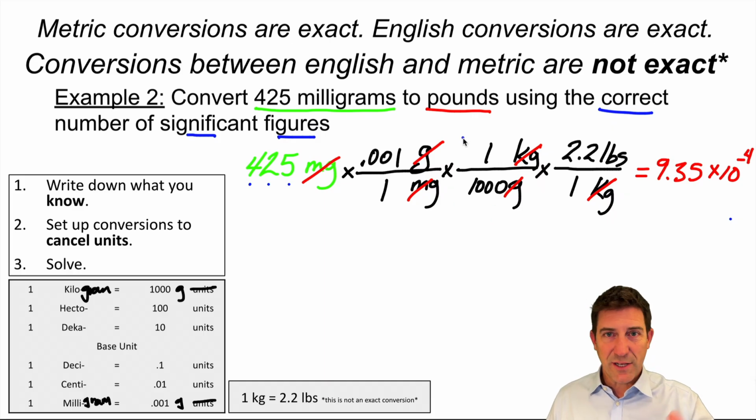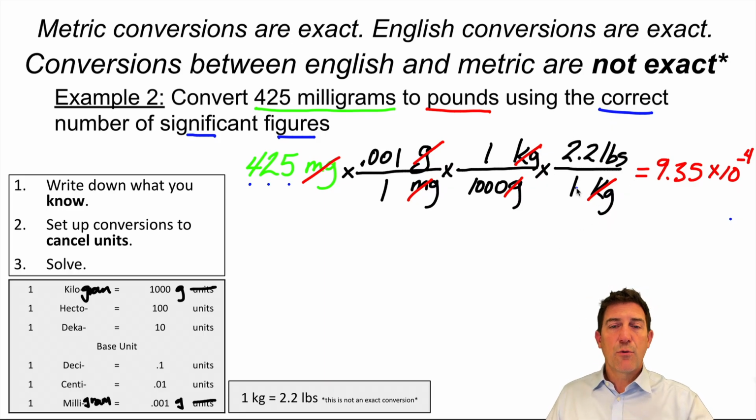This one, we talked about it on the last slide. It is a metric conversion. We don't worry about it for significant figures. This one goes between the English system and the metric system, and it's not exact. So we do need to understand this one for significant figures.